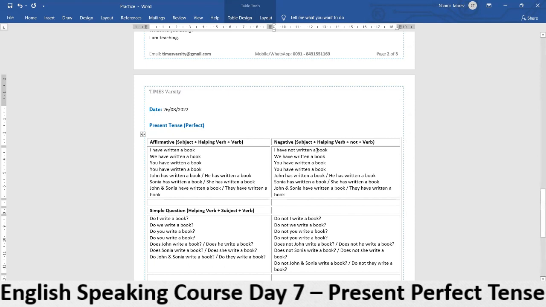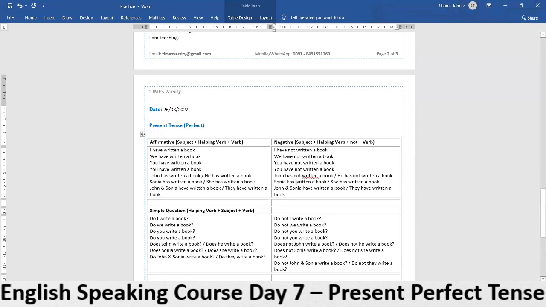Right? I have not written a book. Similarly, we have not written a book. You have not written a book. Here also, you have not written a book. John has not written a book. He has not written a book. All right, so this is how.